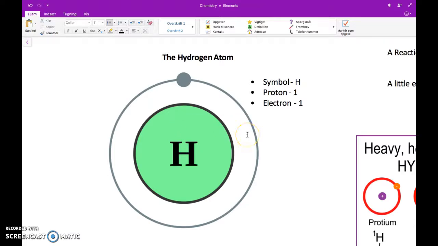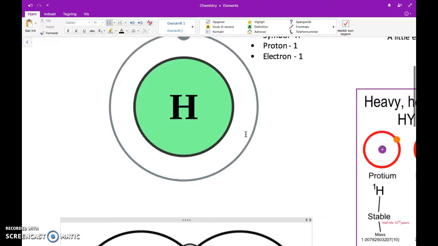And what's unique about hydrogen is that it's very combustible and it reacts easily with a lot of stuff, especially oxygen, which explodes in the air.